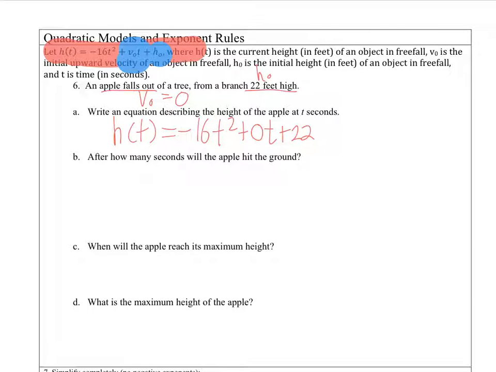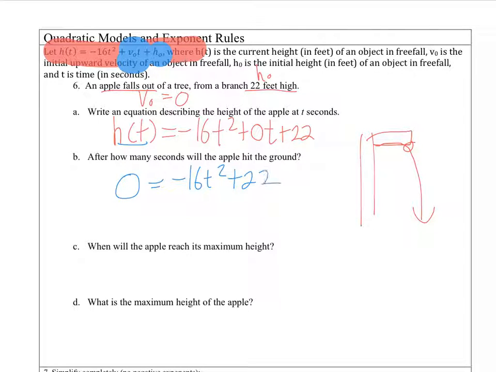Okay. After how many seconds will the apple hit the ground? I know there's my tree. It's going to go straight out, or more or less straight down. Here's my branch, and there's my apple. Just so I have an idea of the shape of this graph, it's going to hit the ground. Hitting the ground means that my height is going to be 0. So 0 equals negative 16t squared, 0t I don't need to include, plus 22.